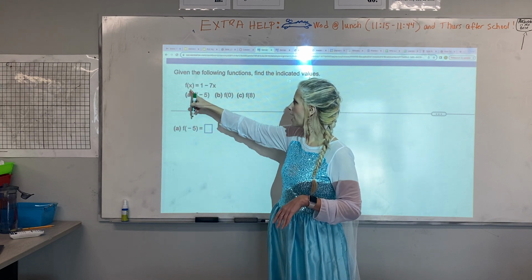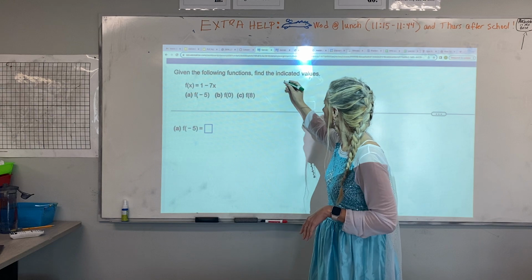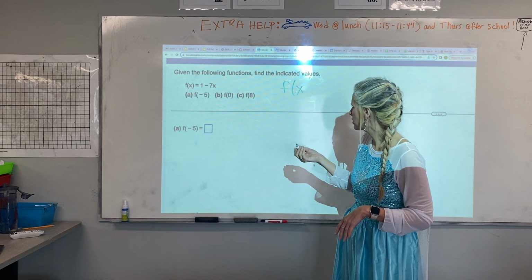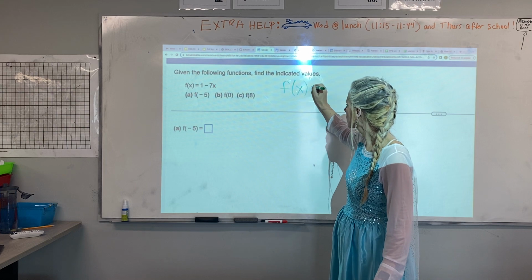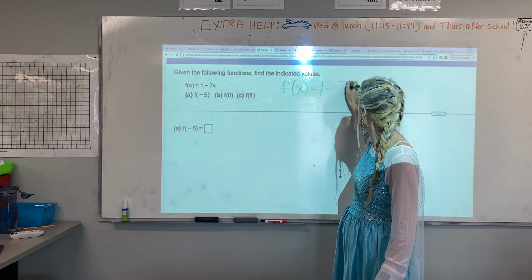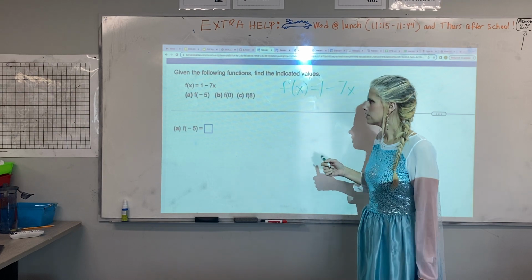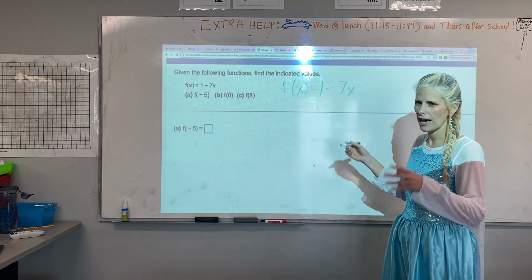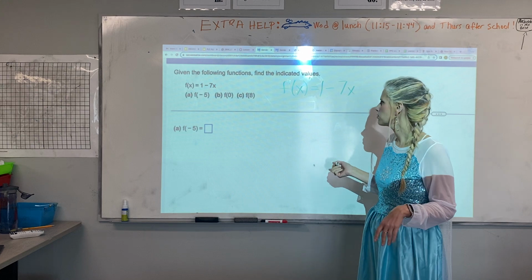So what this is asking us to do is, for the function of x, this is a brand new marker and it seems like it's not even working. Function of x equals 1 minus 7x. It's not totally in slope-intercept form, but it doesn't really matter in terms of just plugging in your numbers, right?